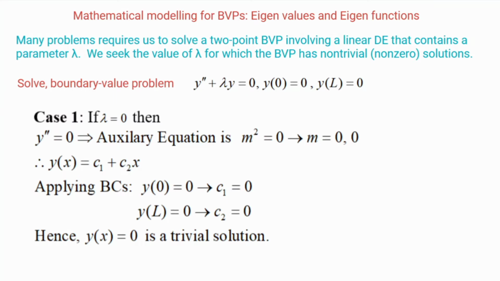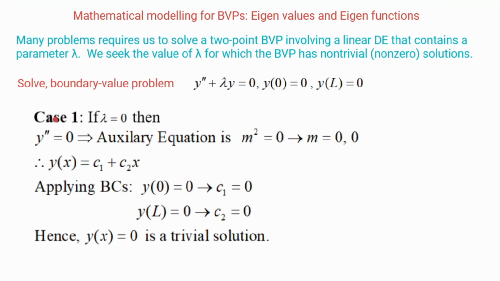So let us consider an example. Say solve the boundary value problem y double prime plus lambda y equal to 0, y(0) equals 0, y(l) equals 0. This is a second order linear differential equation where the parameter lambda can be 0, can be less than 0, can be greater than 0. The boundary conditions are y(0) equal to 0, y(l) equal to 0. So in this case, we can solve this problem in three cases.